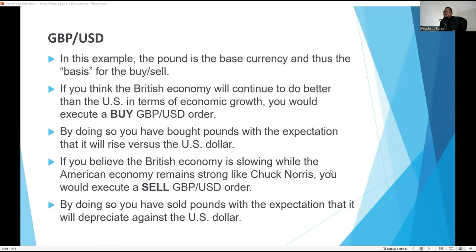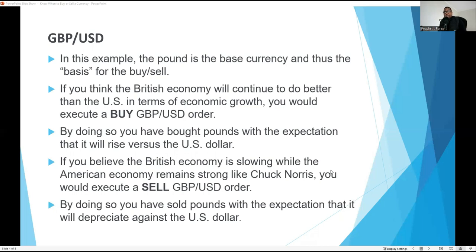In this example, the pound, of course, is the base currency, and hence is the basis of why we want to buy and sell. If you think that the British economy will do much better than the US economy in terms of economic growth, then you would execute the buy on GBP/USD. By doing this, you've bought pounds with the expectation that it will rise in value versus the US dollar.